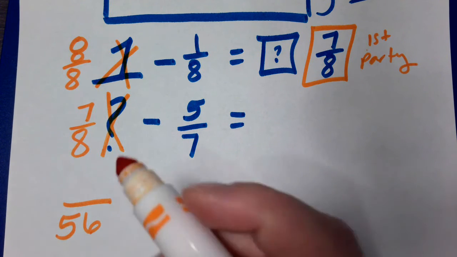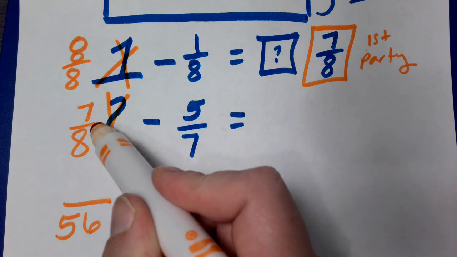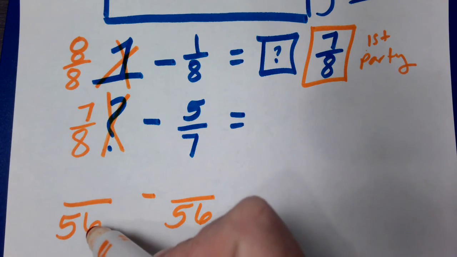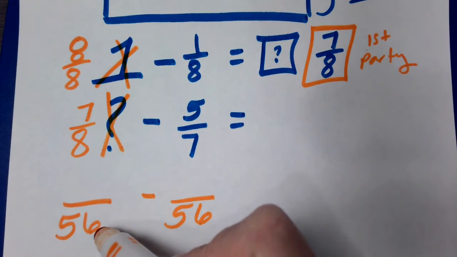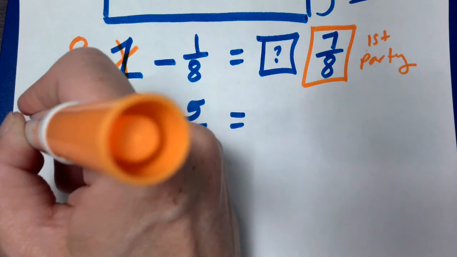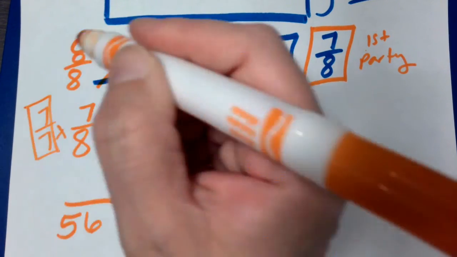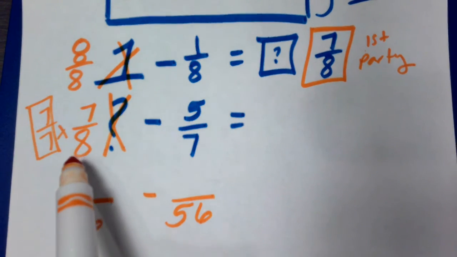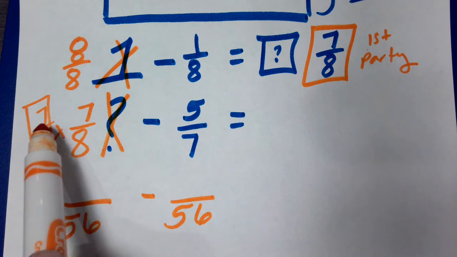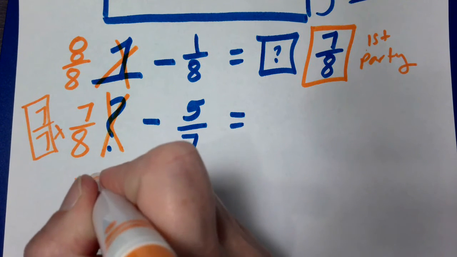Okay, so what I'm going to do is figure out my equivalent fraction for 7/8, which has a denominator of 56. So I'm going to multiply the top and the bottom by 7 sevenths, which would be like multiplying by 1. So 7 times 8 is 56. 7 times 7 is 49.